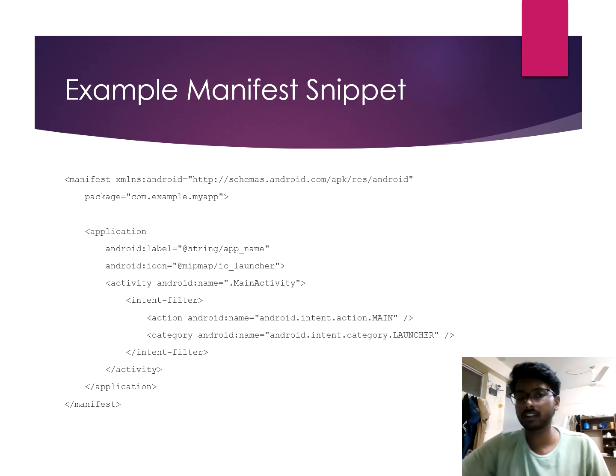Now that we know the structure of a manifest file, I will take you through a small example. Here is a small snippet of a manifest file. So this file is basically the permission file which the app requires. So let's go through it. First we have the manifest tag, which includes the package name. Inside there is the application tag. We define details like the Android label and Android icon.